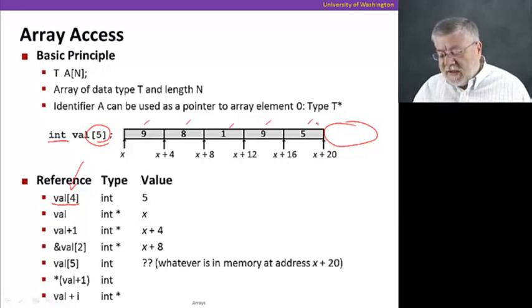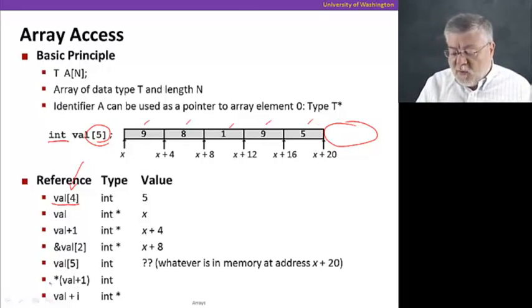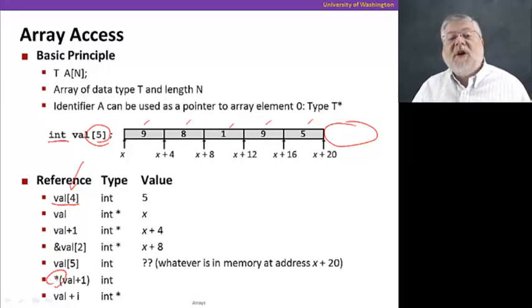Okay, let's take a look at the next example. We're doing val plus 1 inside the parentheses. That's again that address x plus 4, and then we're dereferencing it with the star operator.